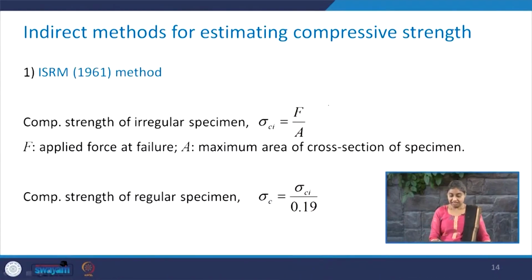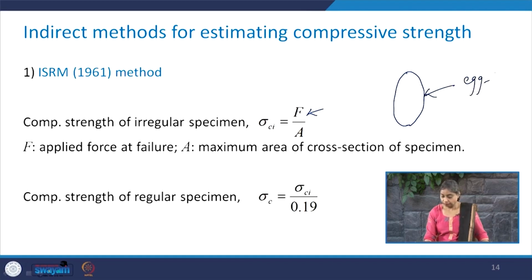In this case the compressive strength of the irregular specimen can be obtained as sigma Ci equals F upon A. Here F is the applied load at which the failure takes place and A is the maximum area of the cross section of the specimen. If you have an egg shaped specimen like this, it will have the maximum area somewhere in this zone. So this area is this one.